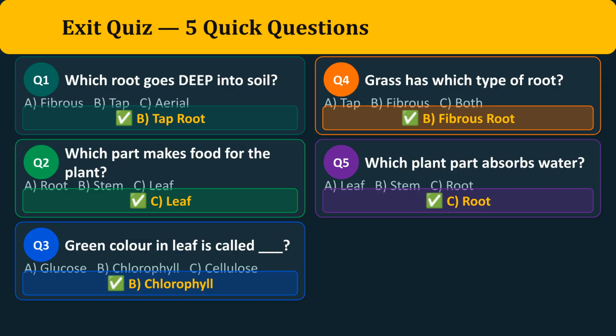Today you discovered how every part of a plant has an important role in keeping it alive. The next time you see a plant, try to identify its roots, stem, leaves, flowers, and fruits. Observe nature carefully. Every observation helps you become a better scientist.